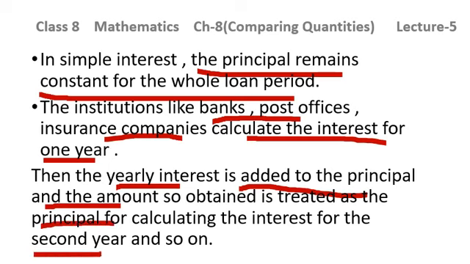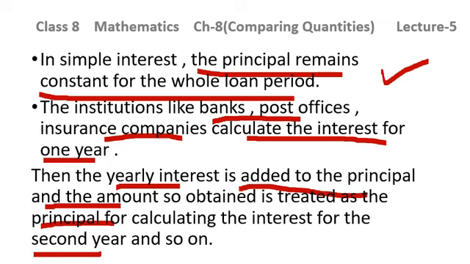So I am repeating it. I will be explaining it with the help of an example also. The point to note is that in simple interest, the principal remains constant for the whole loan period. I hope this is clear to you. As I have given you the example of rupees 5,000, if you are borrowing that amount for 10 years, then your interest will be calculated on 5,000 rupees only.